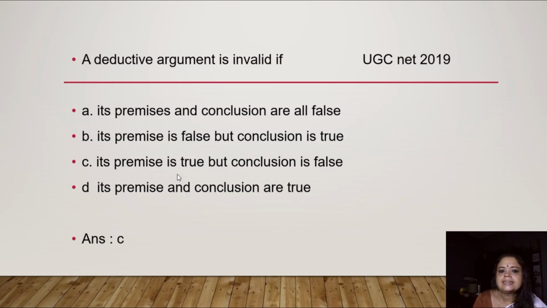Premise is true but conclusion is false. That cannot happen. If the premise is true, the conclusion cannot be false. That is the answer for this question. So premises are true means the conclusion must be true. So that argument is invalid in this case.